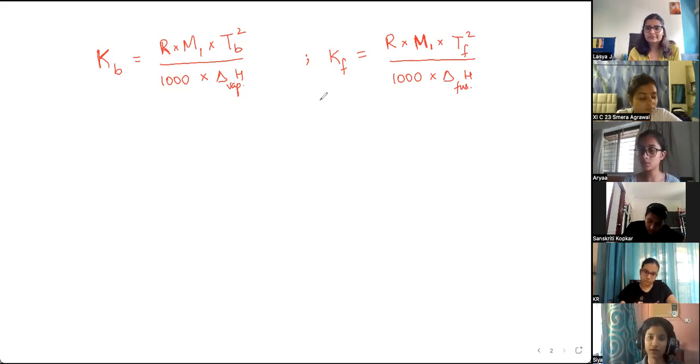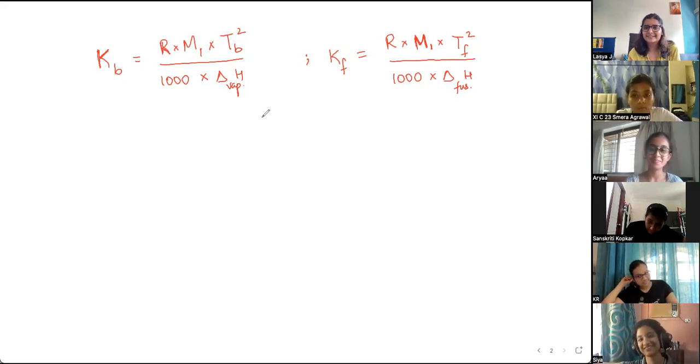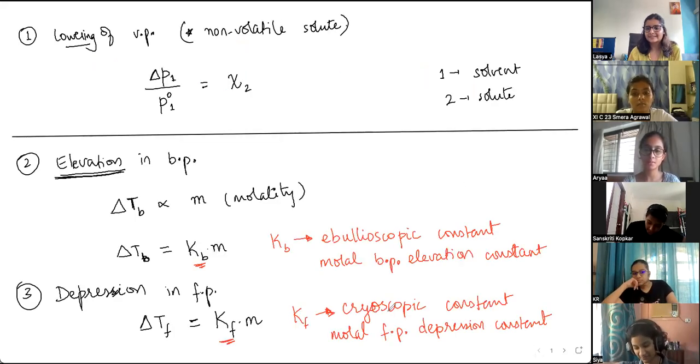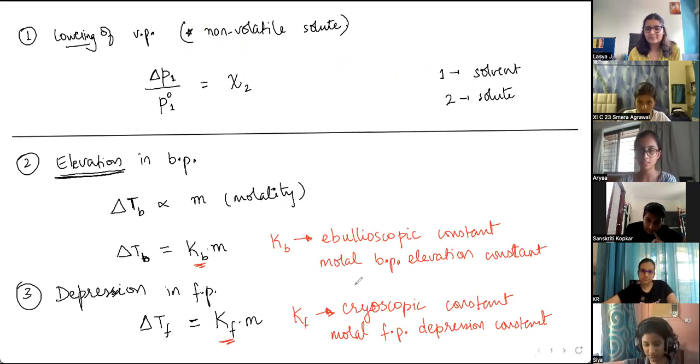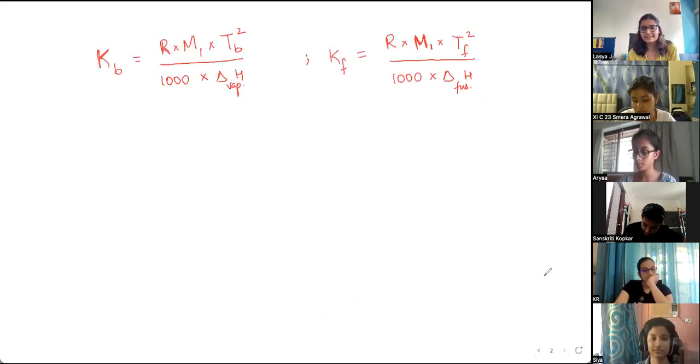Miss, what was KF, cryoscopic, and what was the other? Ebullioscopic. No, molar freezing point depression constant. Yeah, thank you.